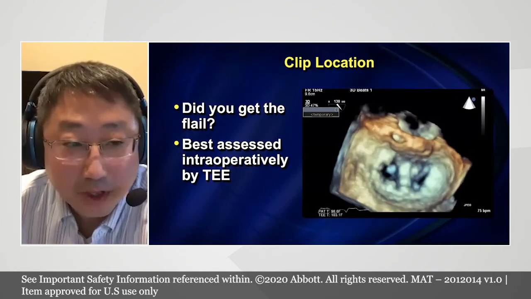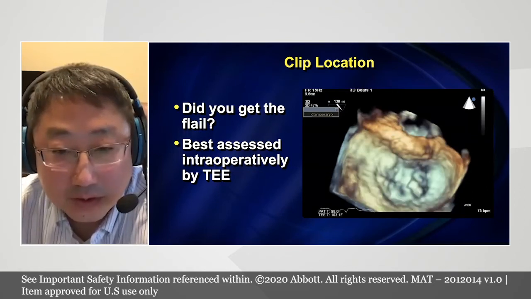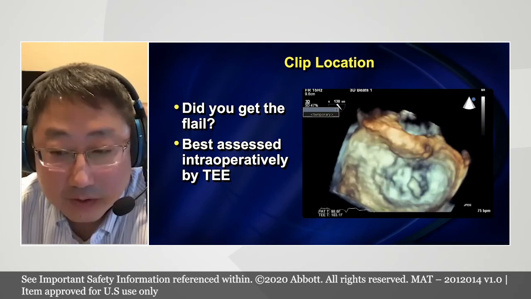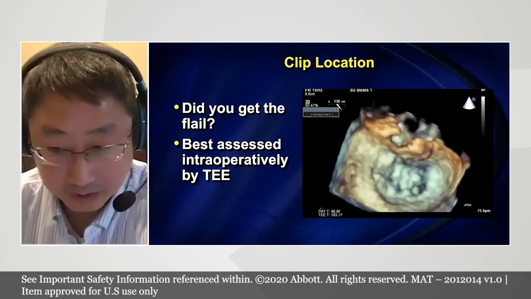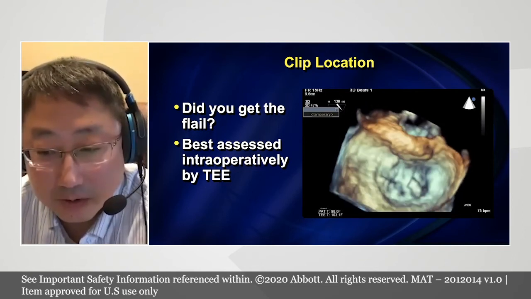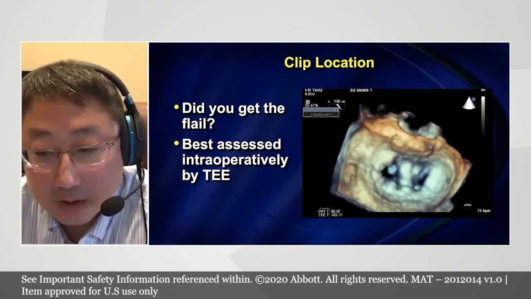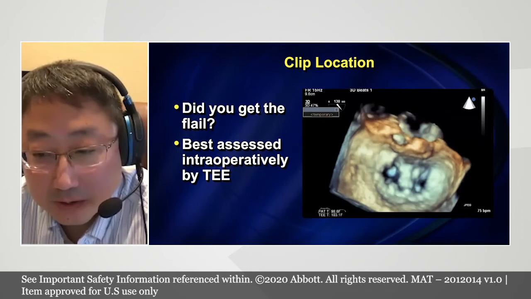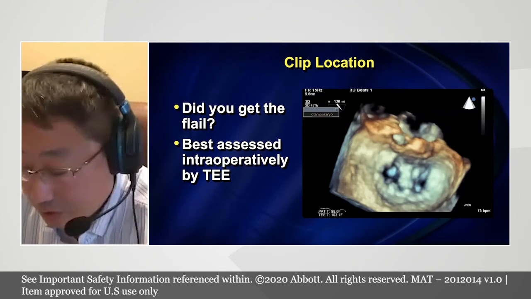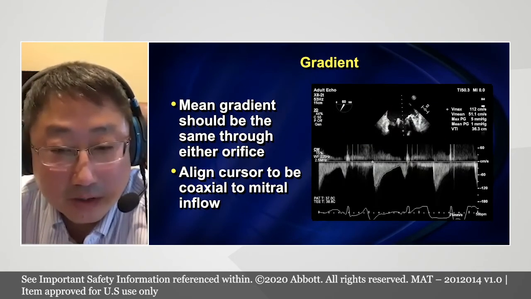So in terms of clip location, that's pretty straightforward. Did you place the clip where you wanted to? This is easily assessed intraprocedurally with TEE. So in this example, we have a nice tissue bridge between A2, P2, but you can see that there's a flail segment just medial to the clip. This is a situation where if the mitral valve gradient allows you to, you may want to consider placing another clip just medial.